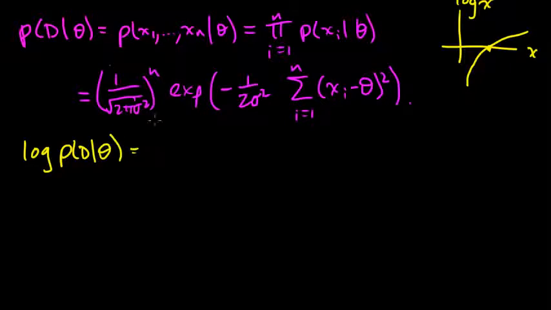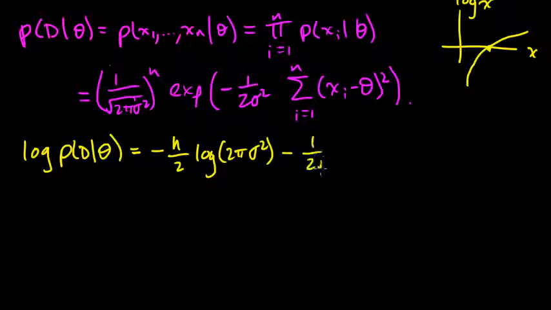So let's do that. Take the log, so we get n times the log of 1 over the square root of 2 pi sigma squared, or this is 2 pi sigma squared to the minus n over 2. We can pull down the exponent when we take the log. So we get minus n over 2 times log of 2 pi sigma squared. The log kills the exponential, and we get minus 1 over 2 sigma squared times this sum.